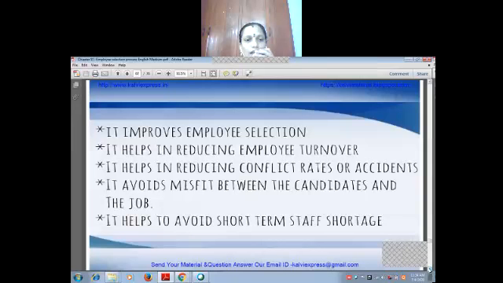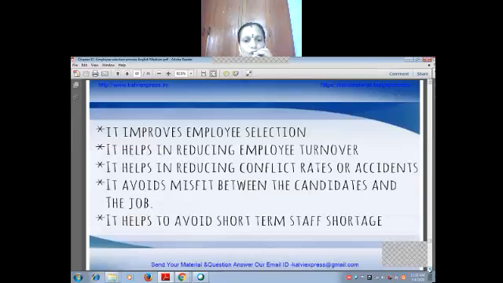Okay. And then it helps in reducing employee turnover. The turnover automatically will reduce. It helps in reducing conflict rates or accidents. Before itself, they will go and get trained in the company, so automatically they can avoid the accidents, difficulties, everything. It avoids misfit between the candidates and the job. So, which person is fit for this job? They have the process, everything they will finalize it. So, they can fix the suitable person in the job. So, the misfit will not happen.